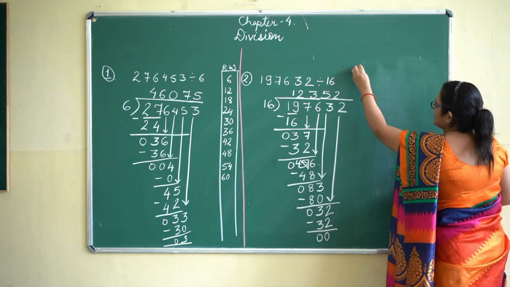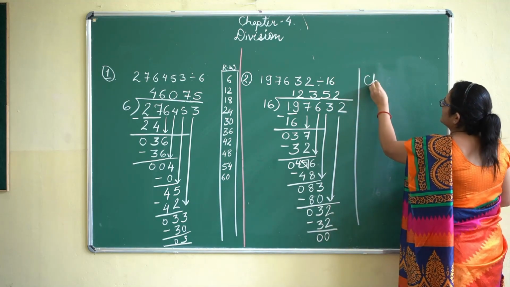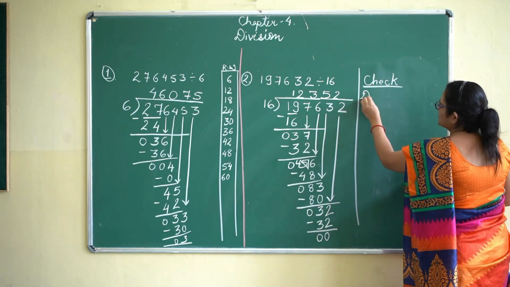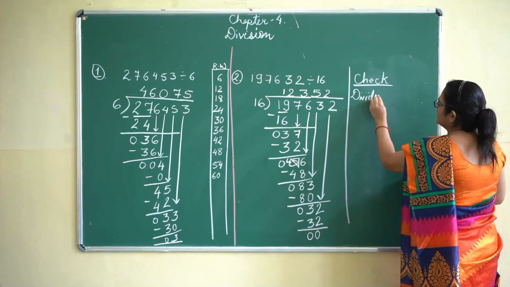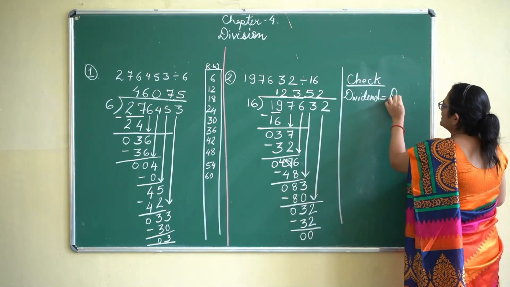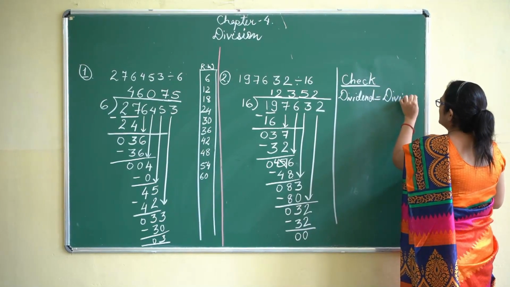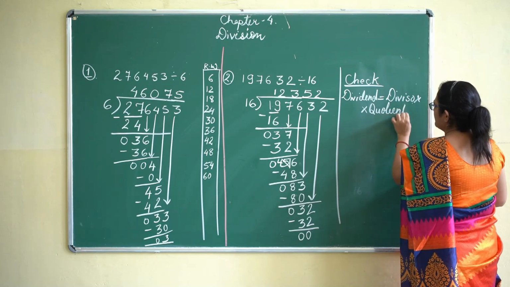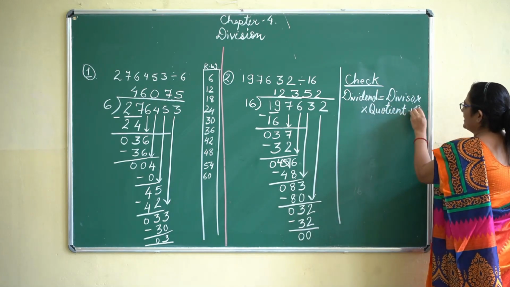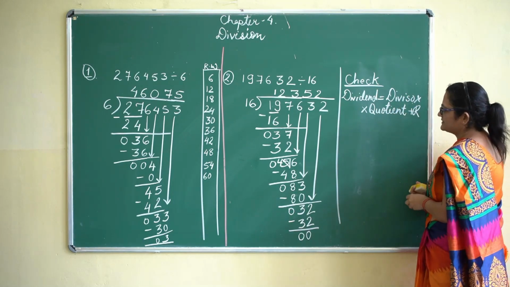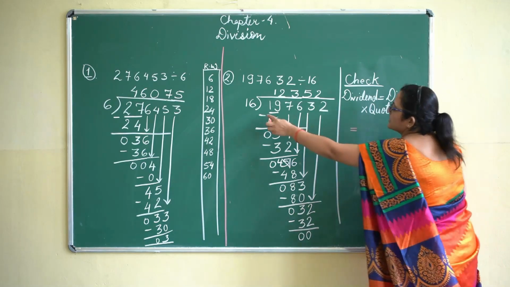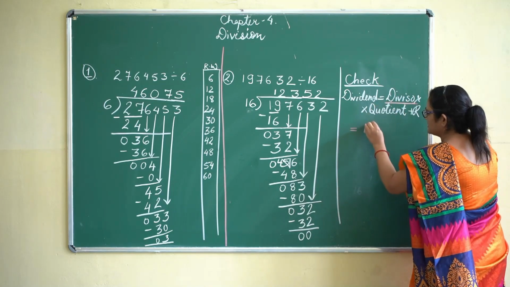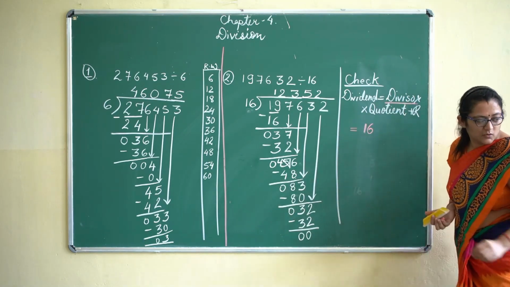So how will we check? Check. Dividend is equal to what? We write dividend is equal to divisor into quotient plus remainder. What is the divisor? It means the number by which we are dividing. We are dividing by 16, so that is the divisor. 16 is the divisor. What is the quotient here?